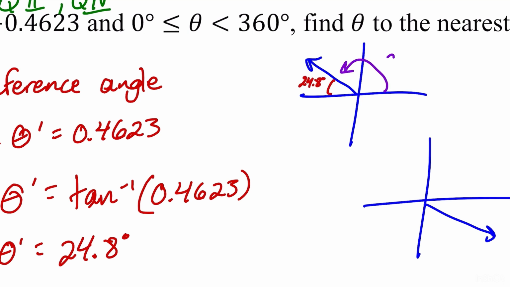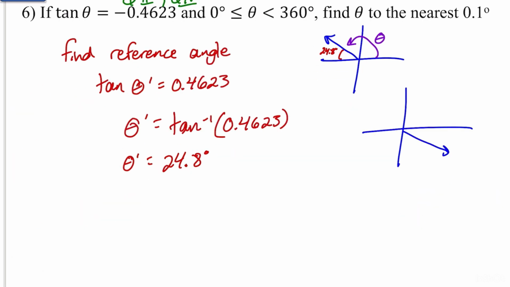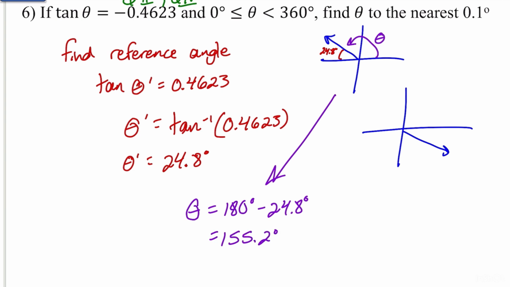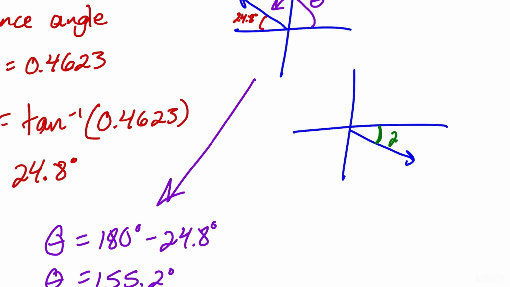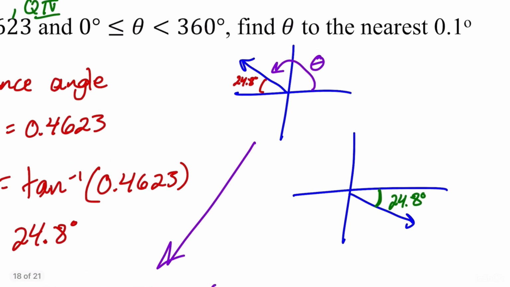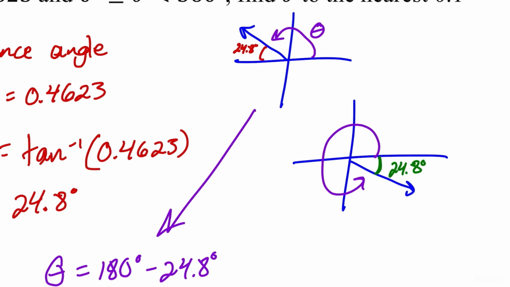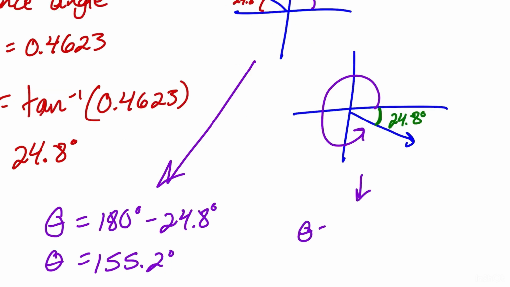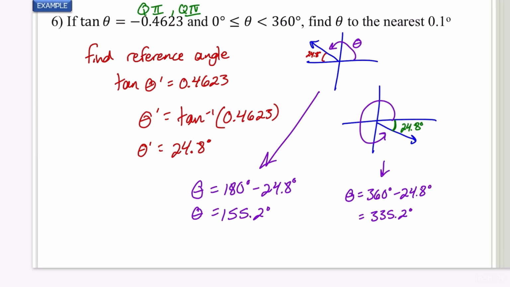We're trying to find that angle there, theta. So let's do that one first. That means that theta is going to be 180 degrees minus 24.8 degrees, which is 155.2 degrees. So that's our angle in quadrant 2. And then in quadrant 4, this angle here is 24.8 degrees, and we are ultimately trying to find this angle here. So theta is going to be 360 degrees minus 24.8 degrees, and that's going to give us 335.2 degrees. And so those are our two answers.